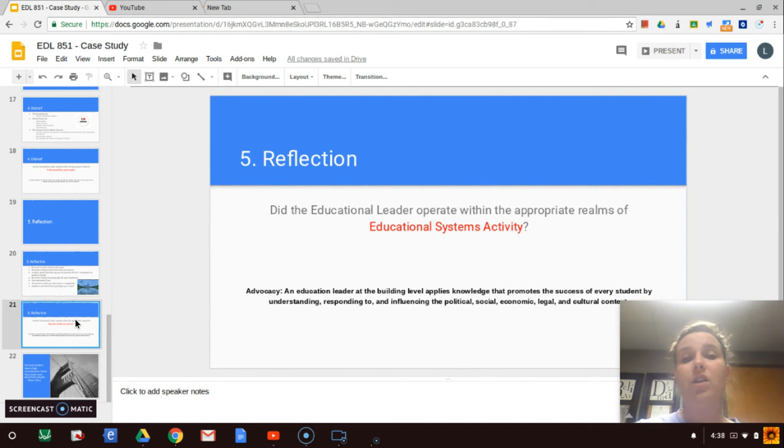So continuing on with the reflection, I think that the reflection kind of goes with the overall educational systems activity. You really have to look at, as a leader, how are you applying everything over your entire school? And I think that kind of comes up nicely with the end and the reflection.